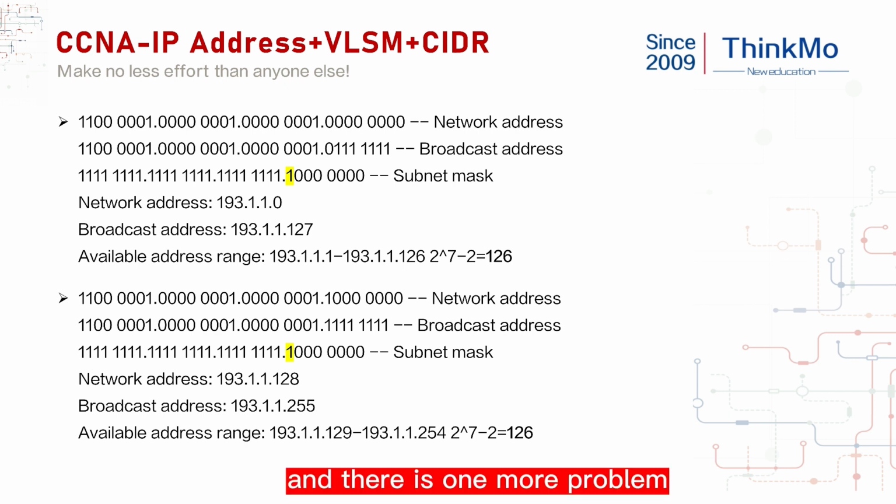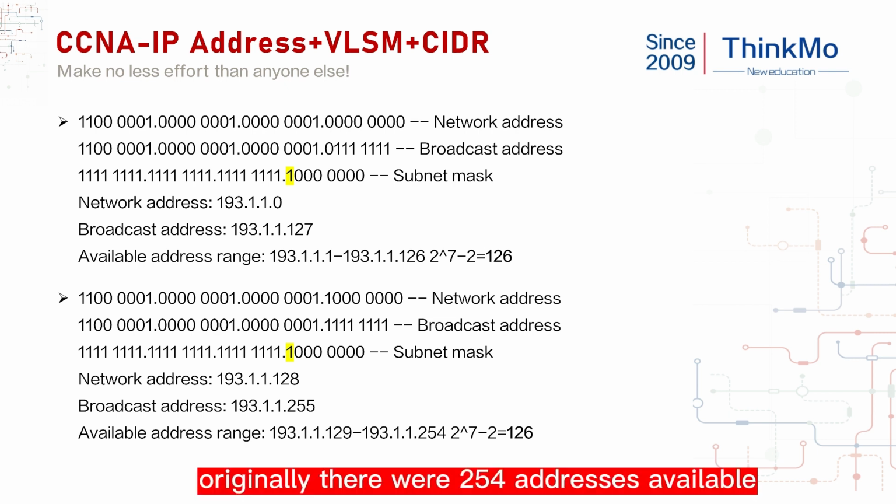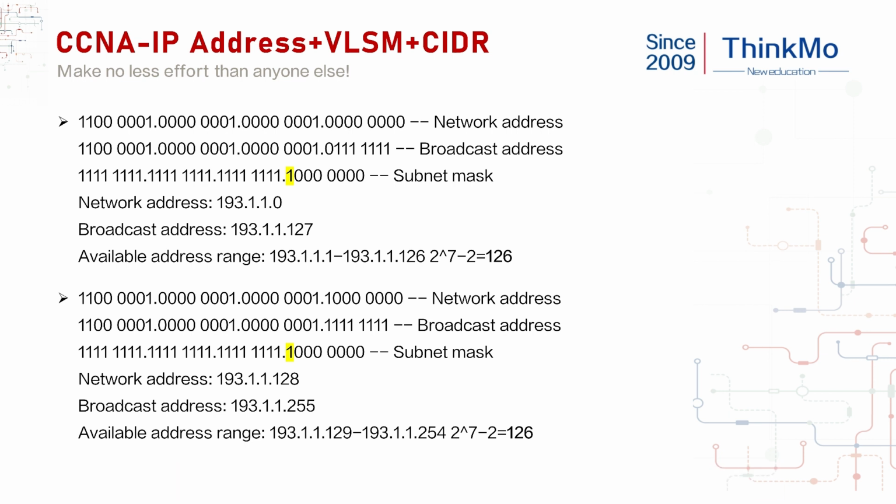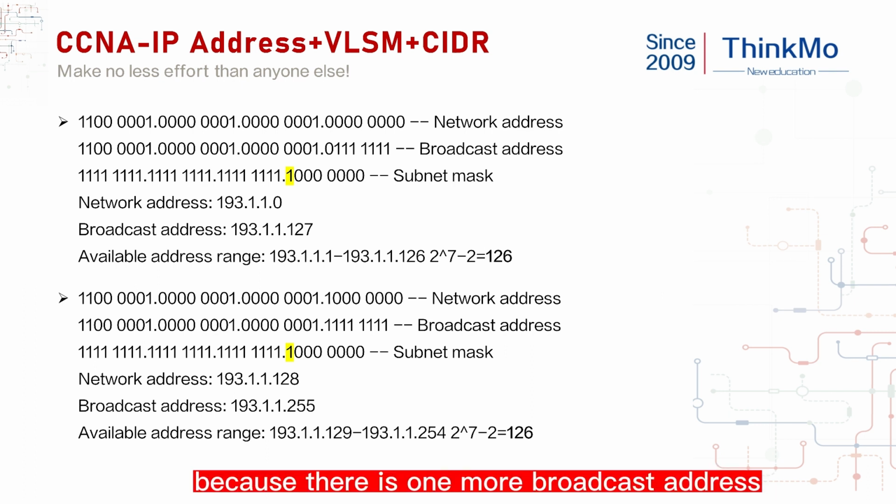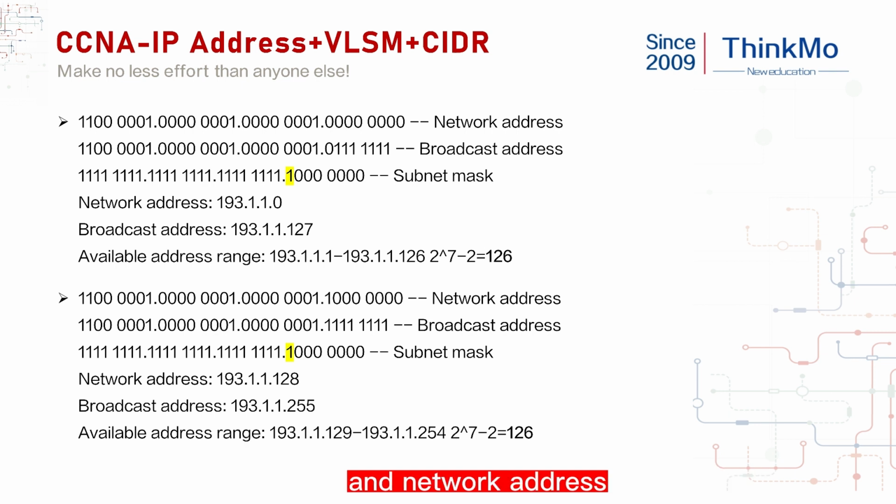And there is one more problem. Everyone must be clear. Originally there were 254 addresses available. But since two network segments are now divided, they add up to 252. Two fewer, because there is one more broadcast address and network address.